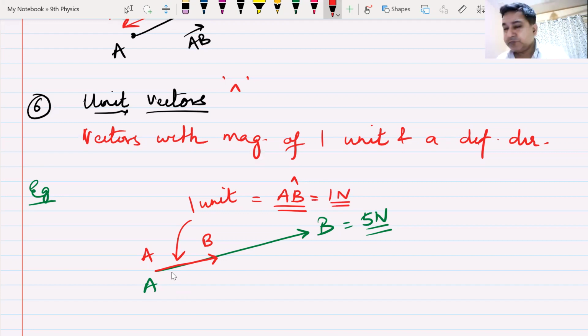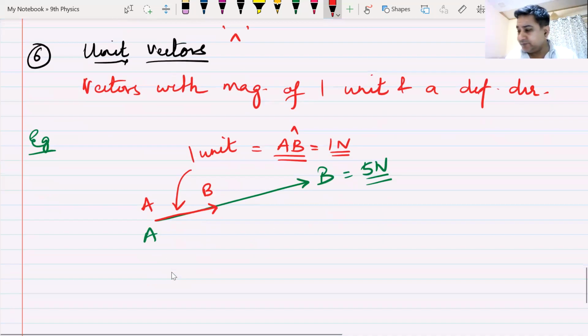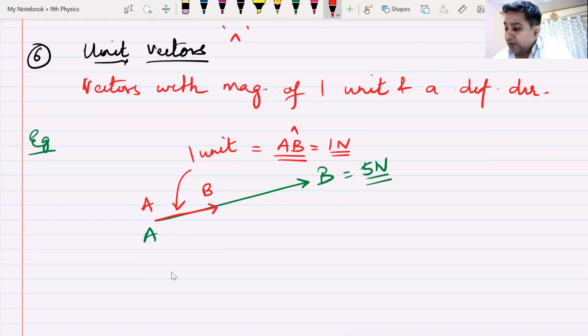Yes, sir. So AB is a vector. Let us say the magnitude is 5 Newtons. It will have a magnitude, it will have a direction. AB hat will also have the same direction, but the magnitude will be 1 Newton only. Are we getting this point? Yes, sir.